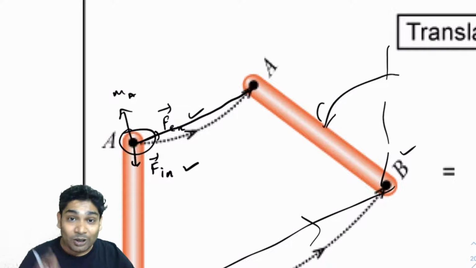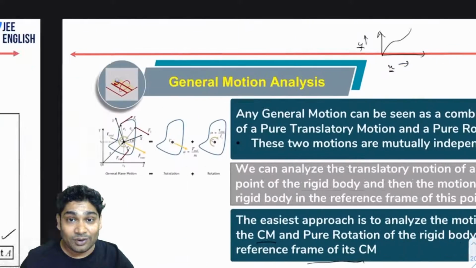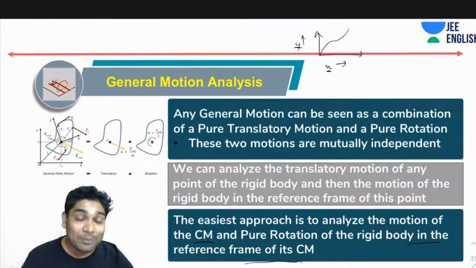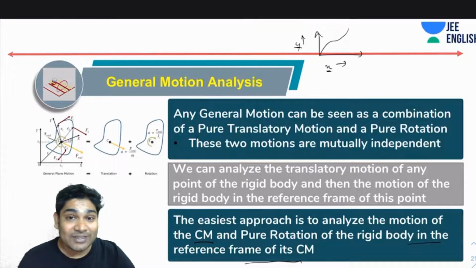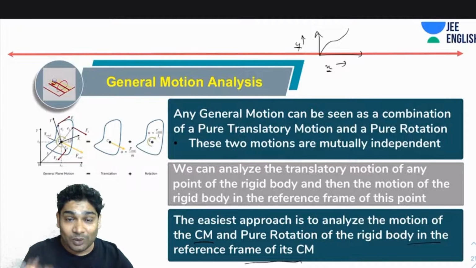So I am talking about the translation. The translation of points would be easiest to analyze from CM. Yes, rotation you could have analyzed from any point, but the translation of CM is the easiest to analyze. That is why I will solve the entire problem from the reference frame of CM and the analysis of CM.